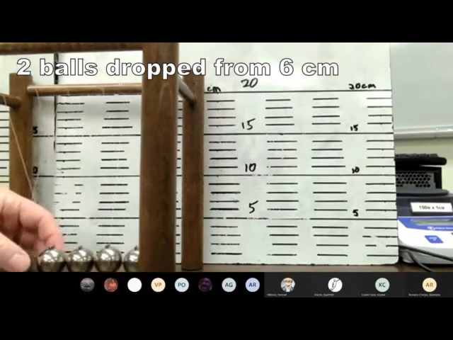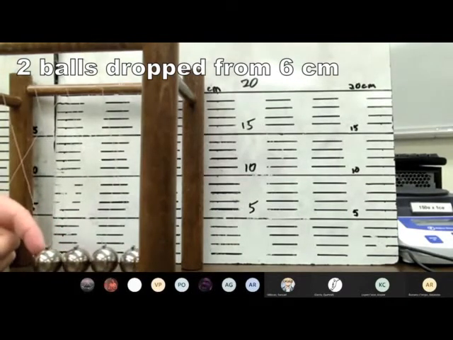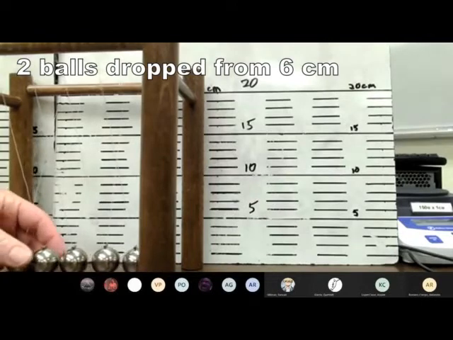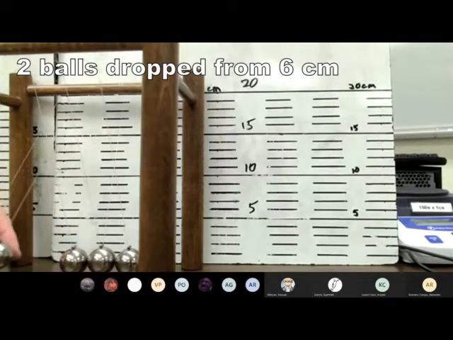It looks to me like this ball in particular wants to bounce out of position, and I think that's because it's not quite in line. Ideally, these are in a perfectly straight line and barely touching. All right, 2 balls, 6 centimeters. 3, 2, 1.